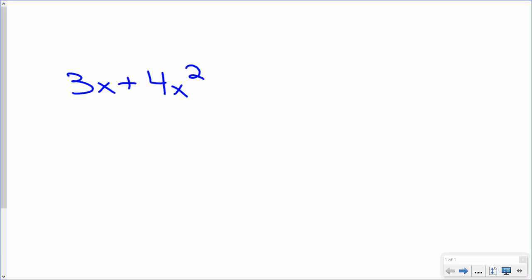For the first thing they're going to ask you on the quiz is write this in standard form. Standard form is having the highest degree first. So x to the second power is your highest degree. So in standard form, never really written it like that before, but standard form is 4x squared plus 3x. So that'd be your first answer for this one.